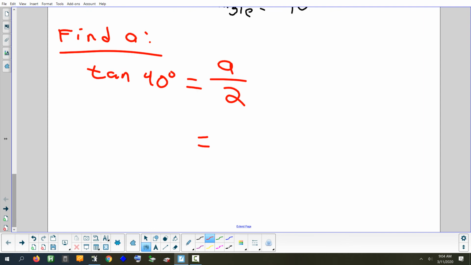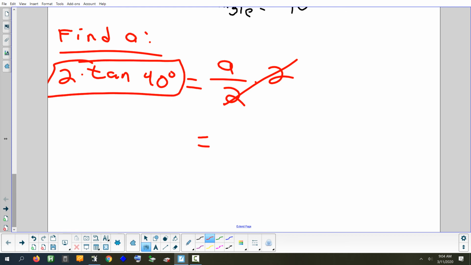And the last step is just to get A by itself. So Kyle, what would I do on both sides to get A by itself? Multiply by 2. Times 2. Times 2. And there's your answer. We're going to type that in and just round it off. But that's how you get A by itself. Okay. Any question on that?